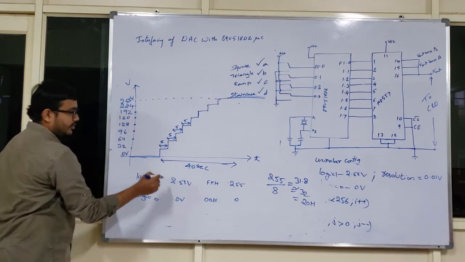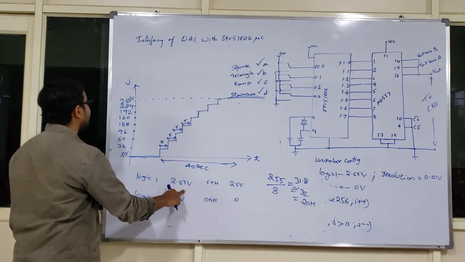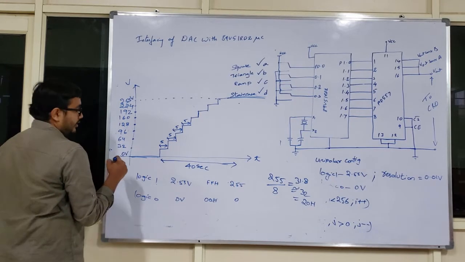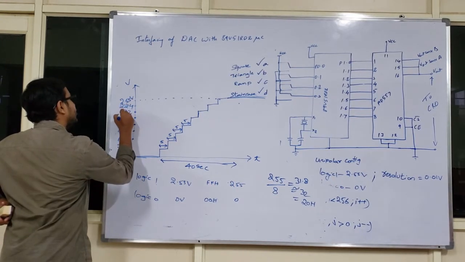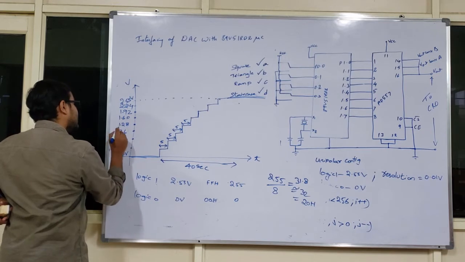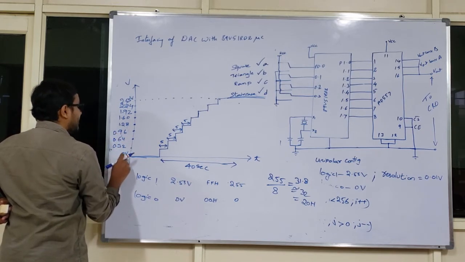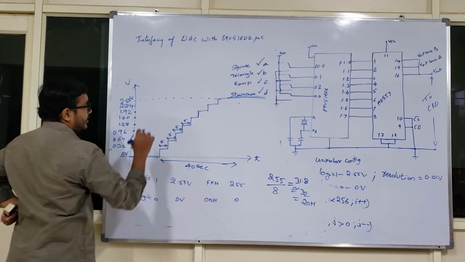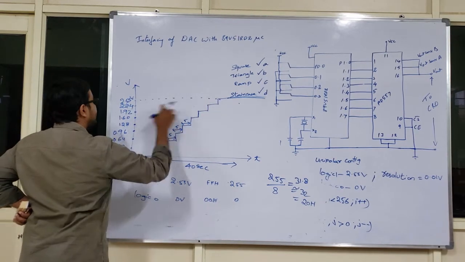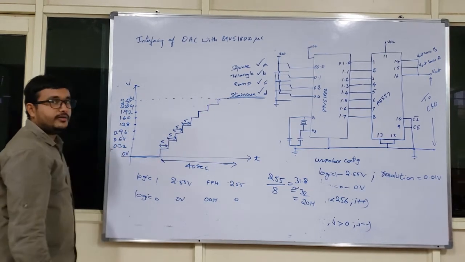For 255, the corresponding logic 1 voltage is 2.55 volts. For 224, the corresponding logic voltage is 2.24 volts. This is 1.92, 1.60, 1.28, 0.96, 0.64 volts, and 0.32 volts, and this will be 0 volts. That means the 8th step is having a voltage of 2.55 volts, the 7th is 2.24 volts, and the first step is having a voltage of 0.32 volts.